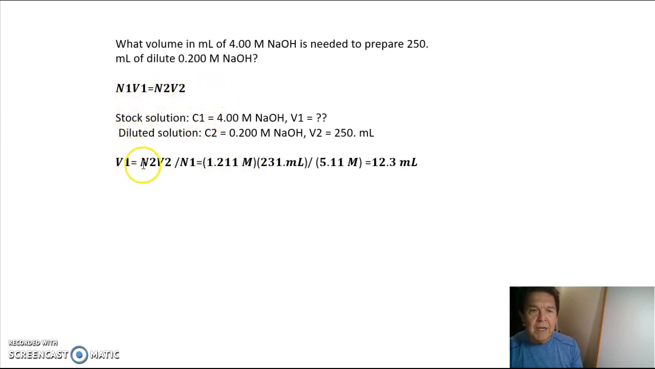If we want to know the volume of the concentrated solution that we have to use to produce a diluted solution, all we have to do is multiply the concentration of the diluted solution times the volume that we want to prepare and divide this by the concentration of the concentrated solution. That gives us the volume of the concentrated solution that we have to use to prepare a volume like this of the diluted solution.